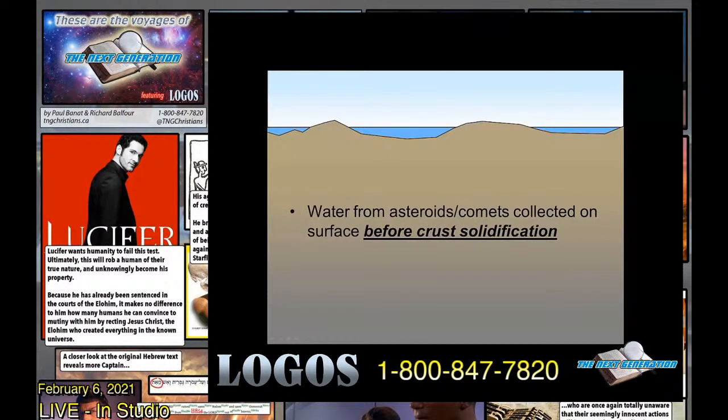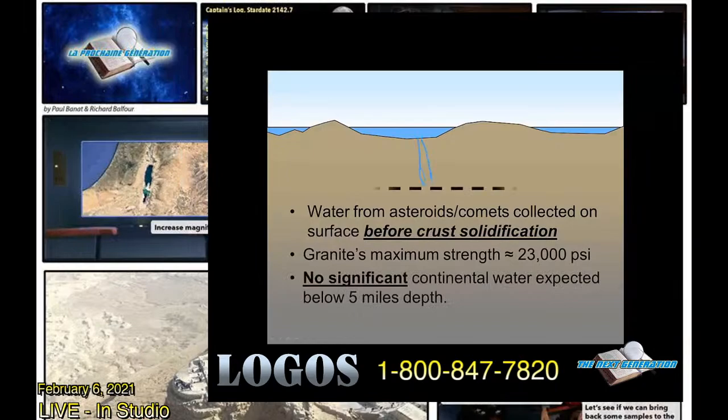In summary, assuming the evolution scenario, water from asteroids and comets collected on the surface before crust solidification, since granite's max compressive strength is approximately 23,000 pounds per square inch. No significant continental water would be expected below 5 miles depth. However, it is well known that deep water exists much deeper than this.